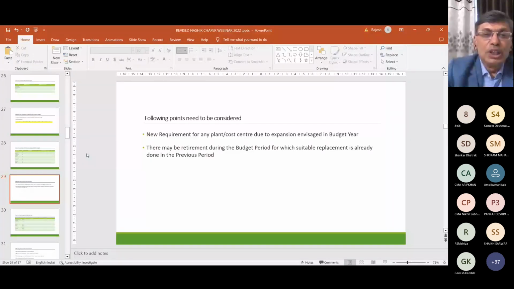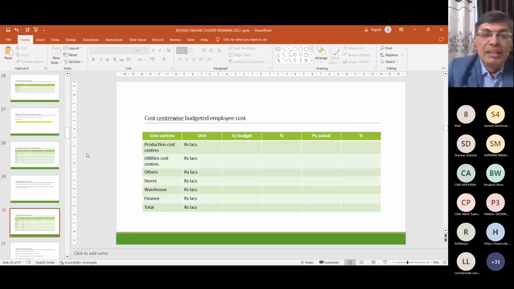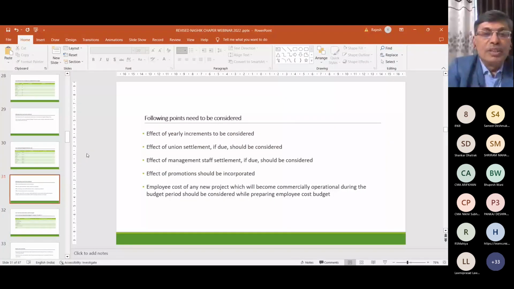The following points need to be considered to arrive at the numbers. One is new requirement for any plant or cost center, or there may be return. Now here it will give the value part for the budget period as well as for the actual. Now what factors to be considered to arrive at this value?